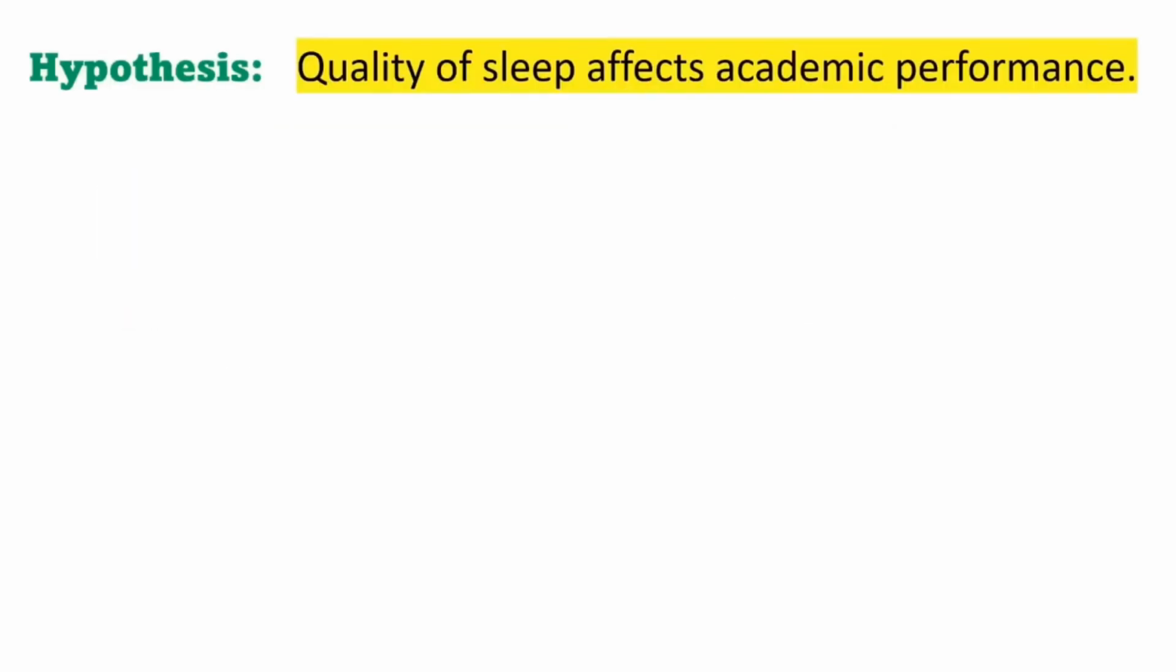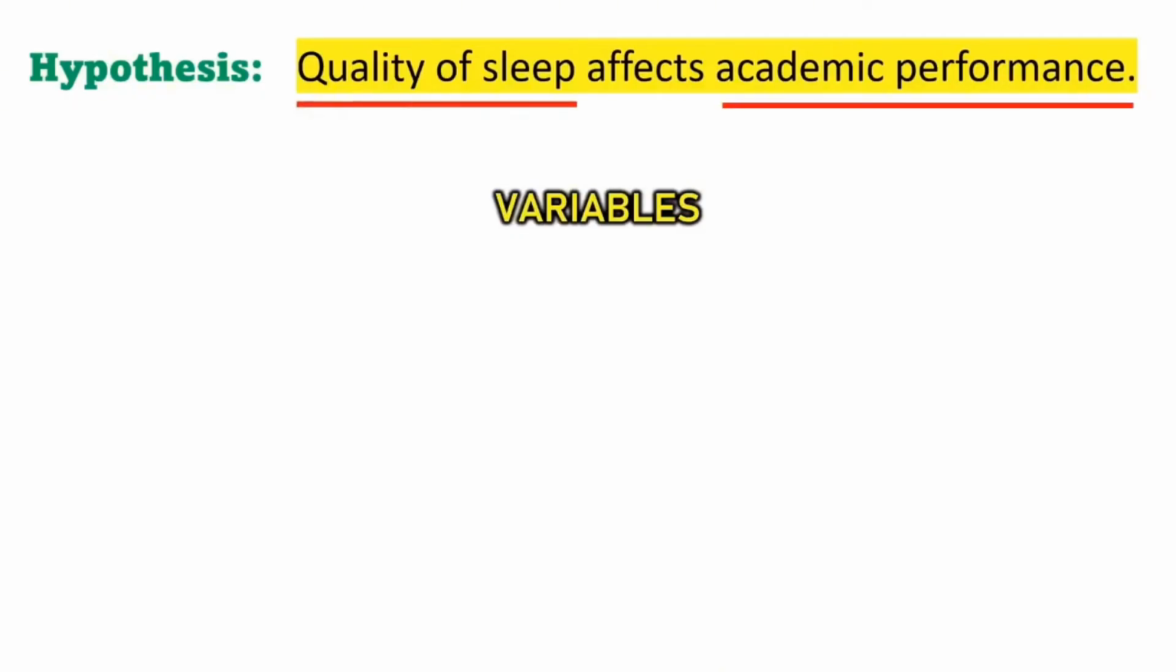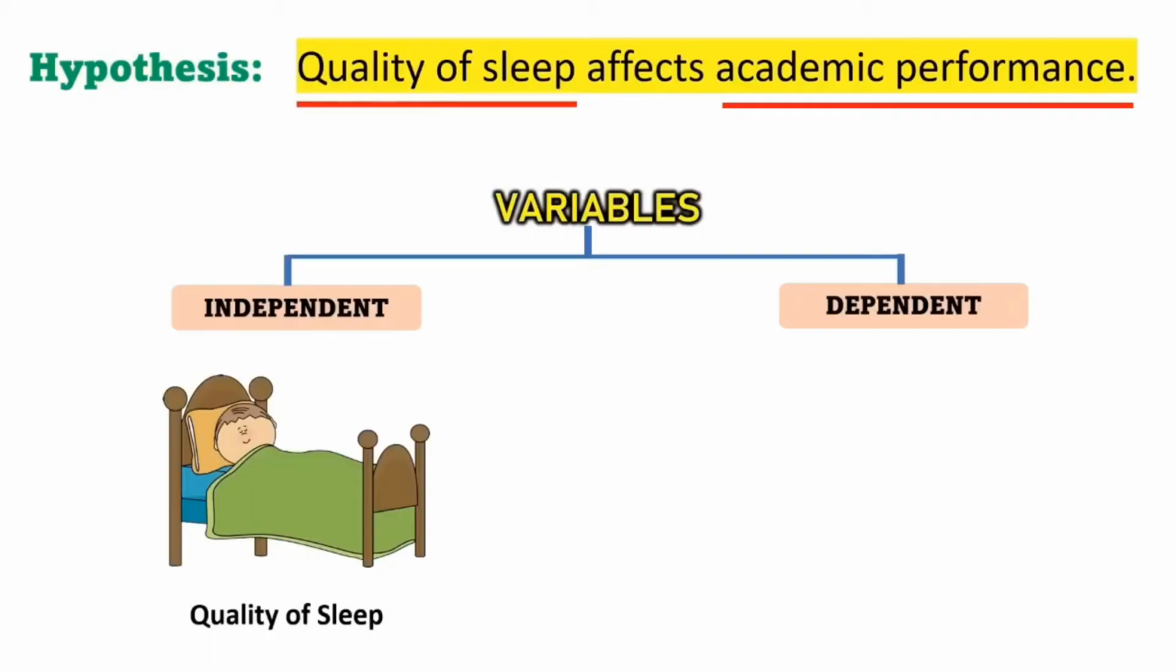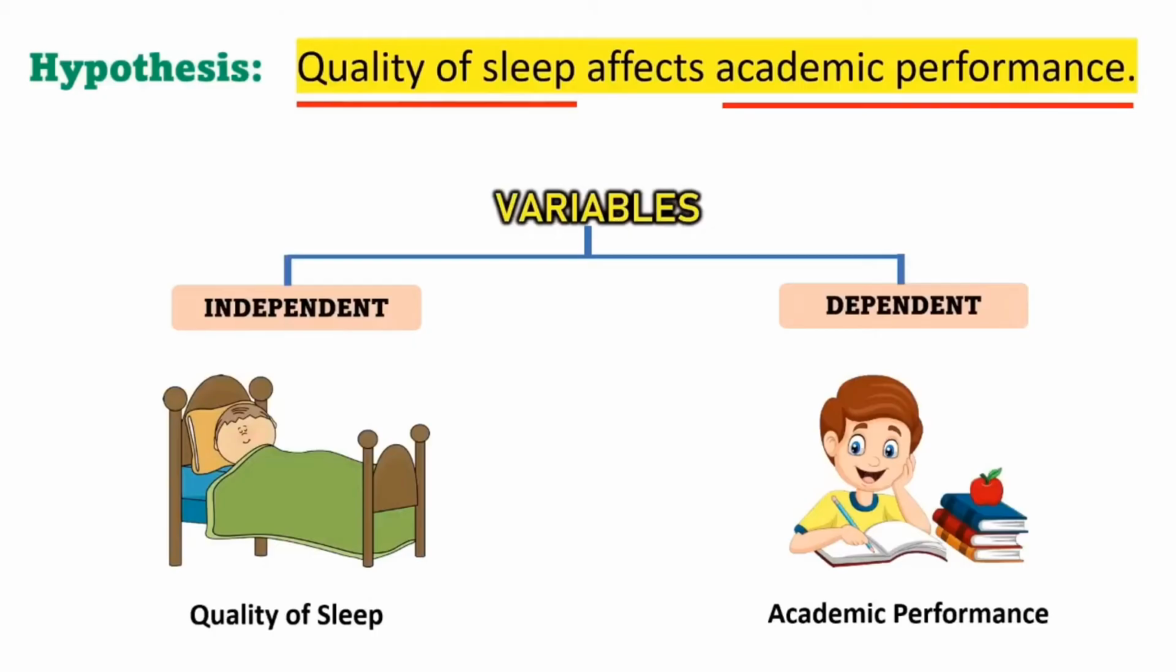Take a look once again at the hypothesis given earlier. Quality of sleep affects academic performance. Sa hypothesis pa lang, makikita nyo na agad kung ano yung variables. And those are the quality of sleep and academic performance. Now, alin sa dalawang variables na ito ang independent at dependent? Let's see. Quality of sleep is the independent variable, while academic performance is the dependent variable.